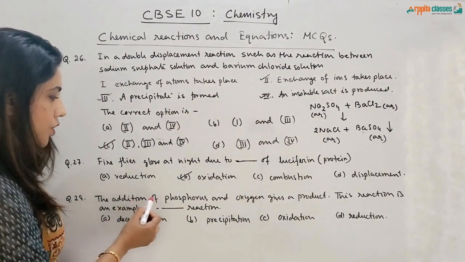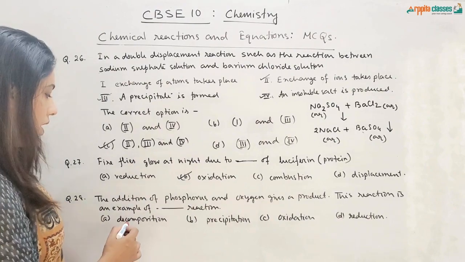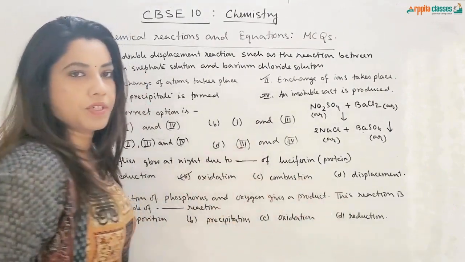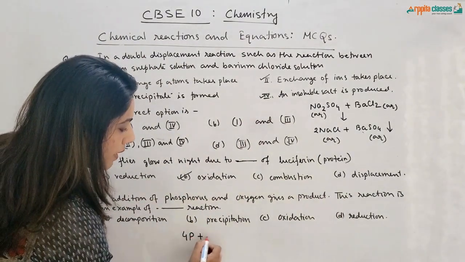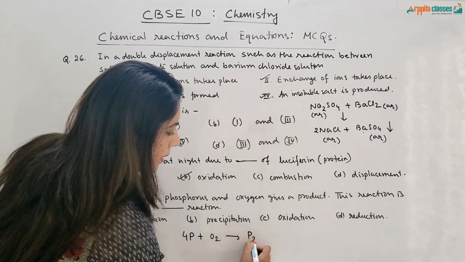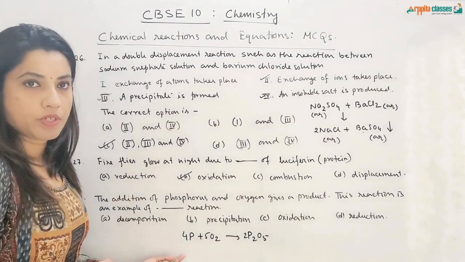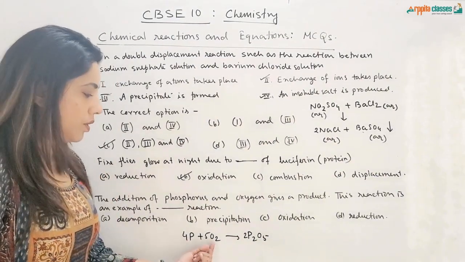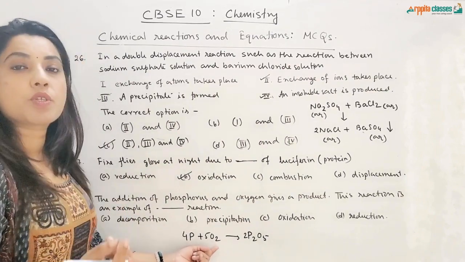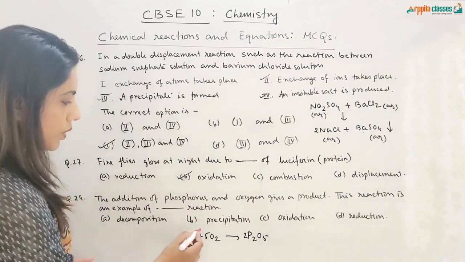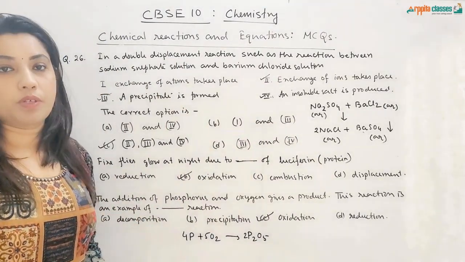Next question: the addition of phosphorus and oxygen gives a product. This reaction is an example of dash reaction: decomposition, precipitation, oxidation and reduction. The reaction is in between phosphorus and oxygen. So basically it is 4P plus O2 will give you P2O5, 2P2O5, 4P plus 5O2. This is the balanced chemical equation. So whenever any substance is reacted with oxygen, that particular reaction is called an oxidation reaction, because oxidation means addition of oxygen. So here oxidation is going on, so the reaction will be oxidation. So option will be C, oxidation.